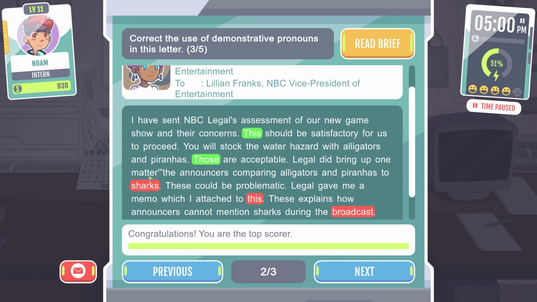Okay, legal did bring up one matter. The announcers comparing the alligators and piranhas to sharks? Wait, hold on. Legal did bring up one matter. The announcers comparing alligators and piranhas to this. But sharks hadn't even been mentioned before in the documents. Right?